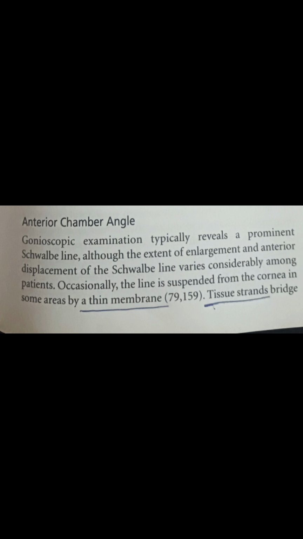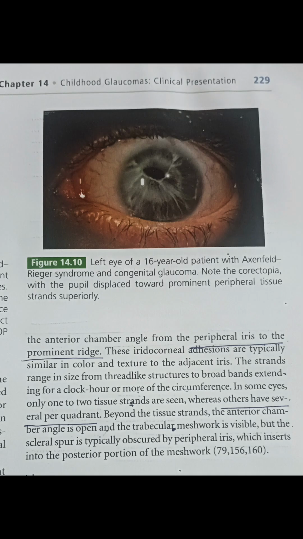Anterior chamber angle. Gonioscopic examination typically reveals a prominent Schwalbe line, although the extent of enlargement and anterior displacement of the Schwalbe line varies considerably among patients. Occasionally, the line is suspended from the cornea in some areas by a thin membrane. Tissue strands bridge the anterior chamber angle from the peripheral iris to the prominent ridge.